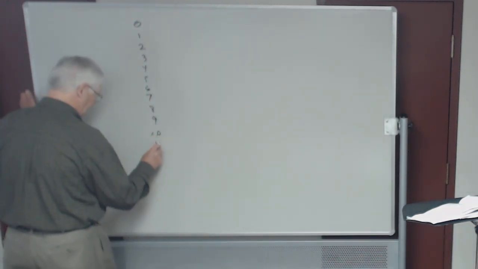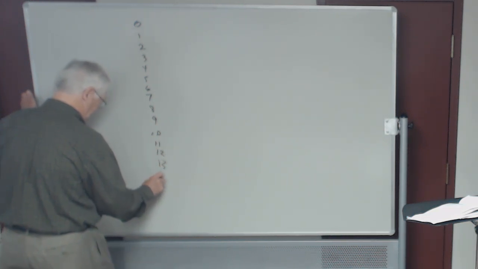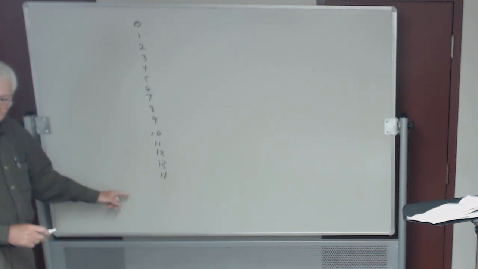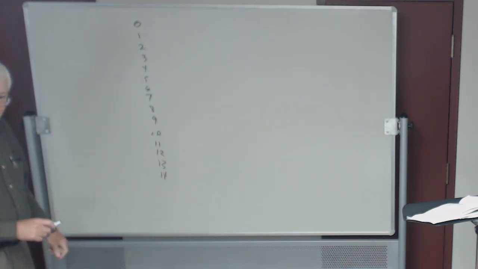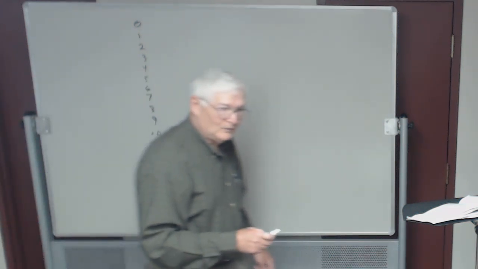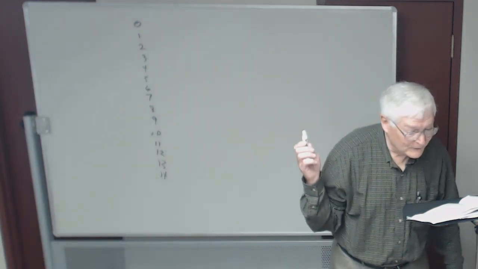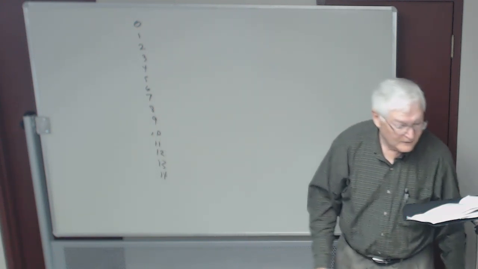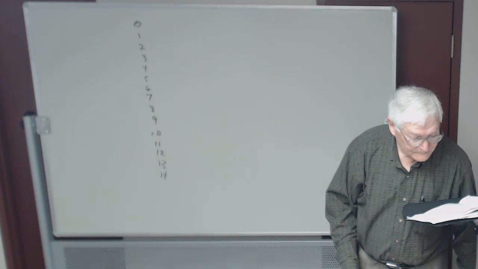10, 11, 12, 13, 14. Okay? Does everybody agree with that? We've got 0 through 14. Yeah, but we have repeats of some of them. So, this is the first step. We're making a frequency distribution. The first step is to list all of these numbers.